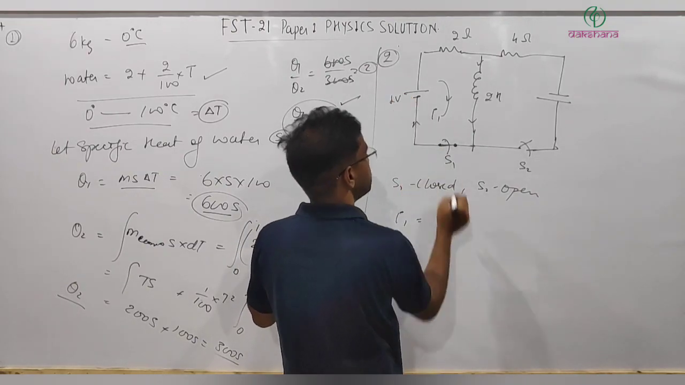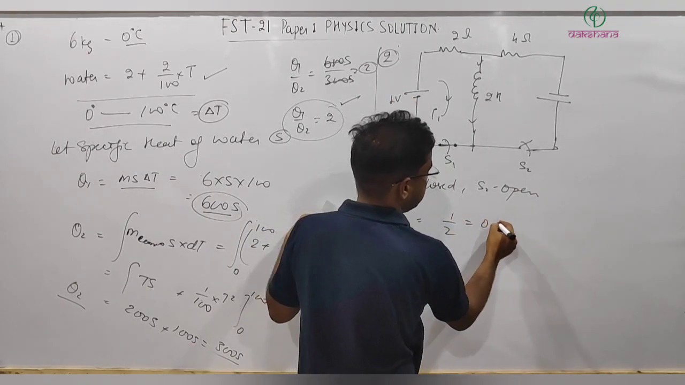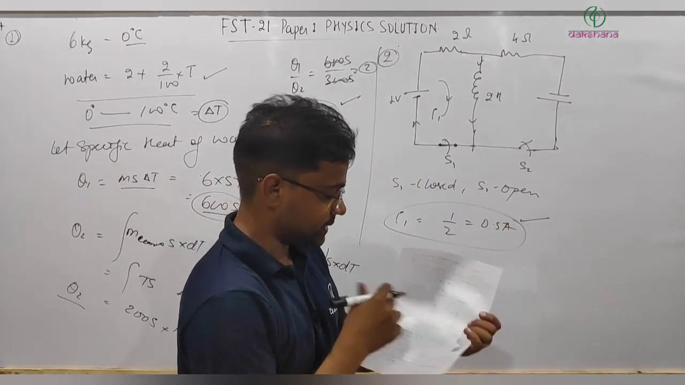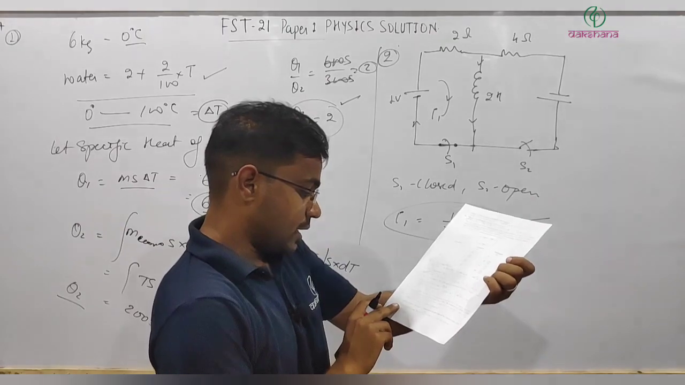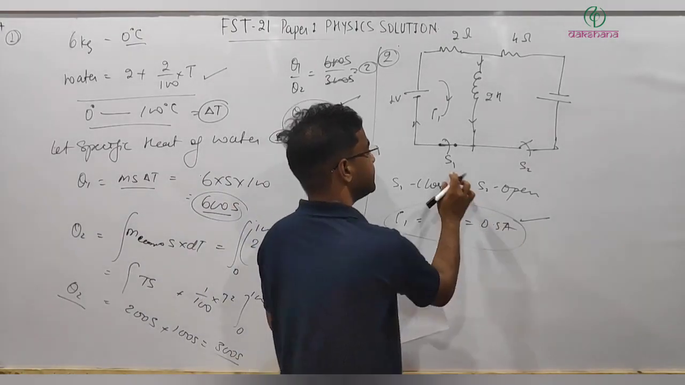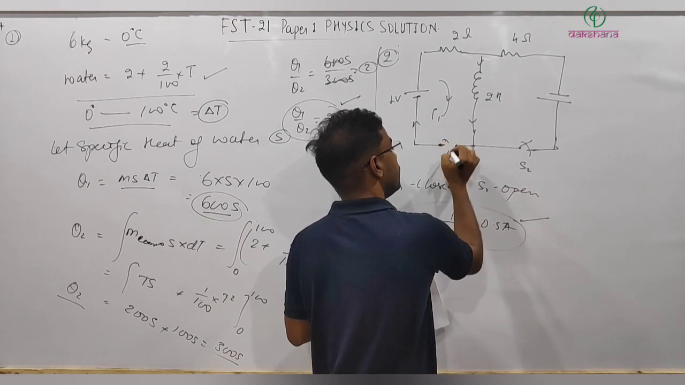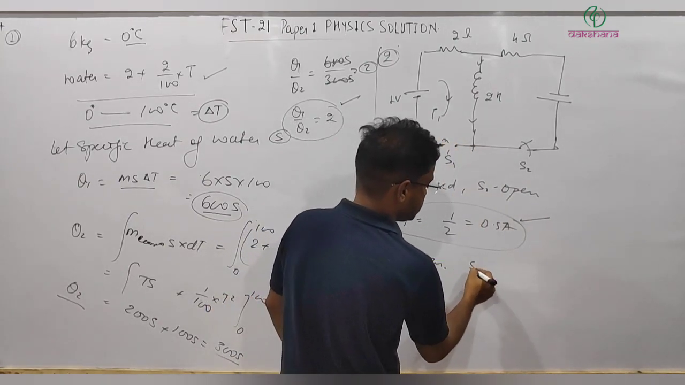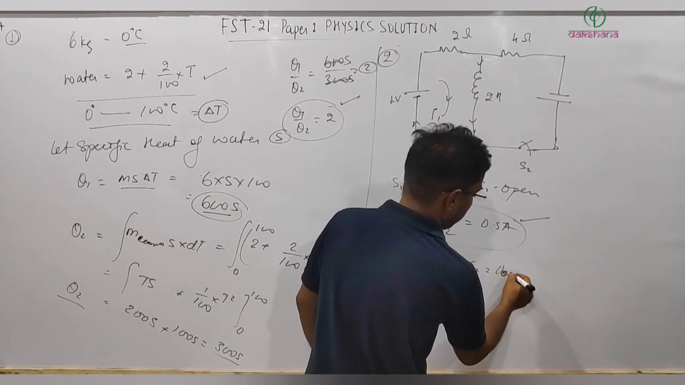This is 1 volt, so 1 by 2, that is 0.5 ampere, right? And the next thing it's saying is that now S2 is closed and S1 is open. After that, what is happening? S1 is open, but S2 is closed.